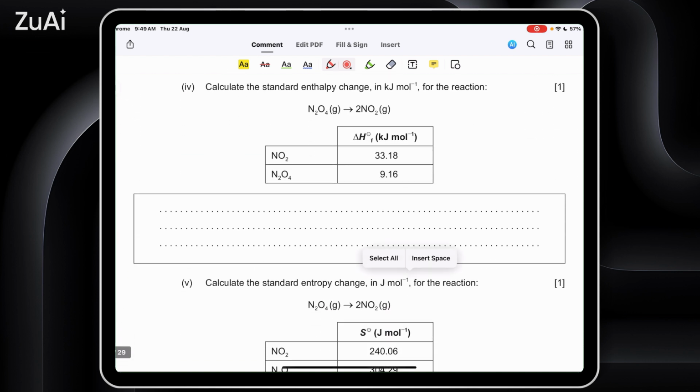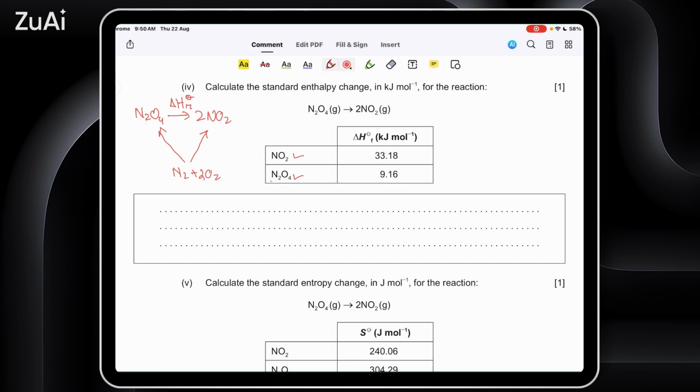Okay. Now calculate the standard enthalpy change. We have formation data. That's a so easy question. Let me solve this question for you. N2O4 converts into 2NO2. We have to find this delta H change. We have been provided with N2O4 and NO2 formation. So nitrogen and oxygen are required in order to form this, and nitrogen and oxygen required in order to form this. We need to balance this. We have to put 2 there.